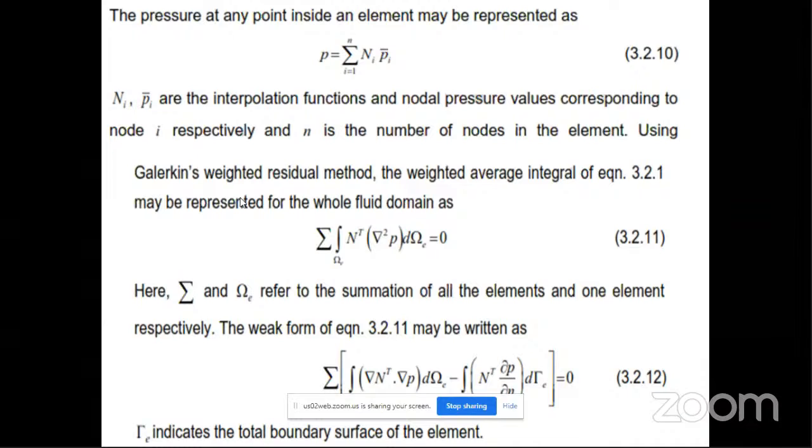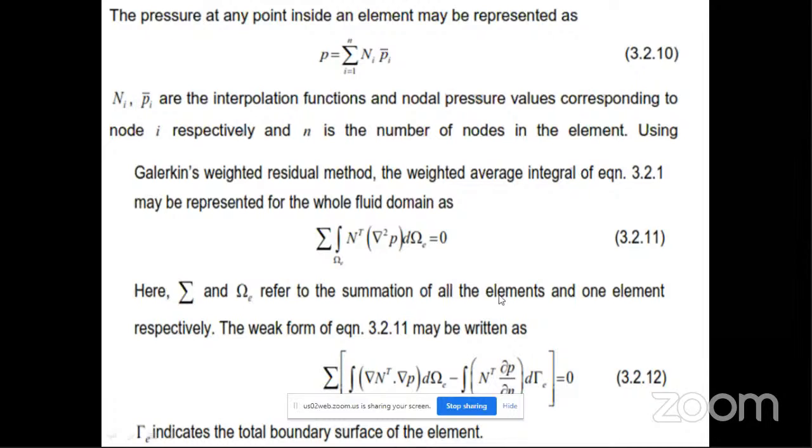Okay, anyway, the Galerkin method is called the weighted residual method. That is, different nodes will get different weightage, and for that, it is written in this form. N is the interpolation function, T means transpose. So N transpose del square P equals 0, where the summation sign refers to the total summation, and this summation over E is for the element.